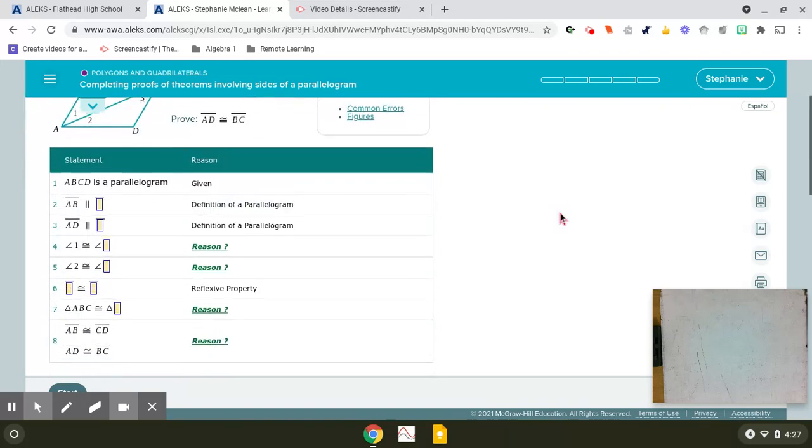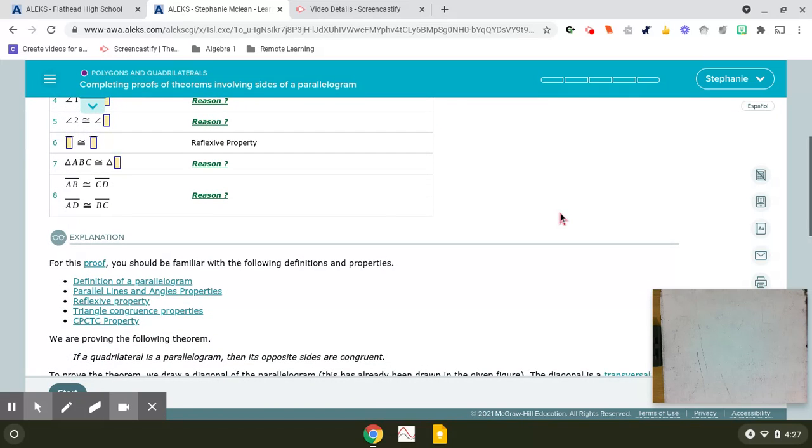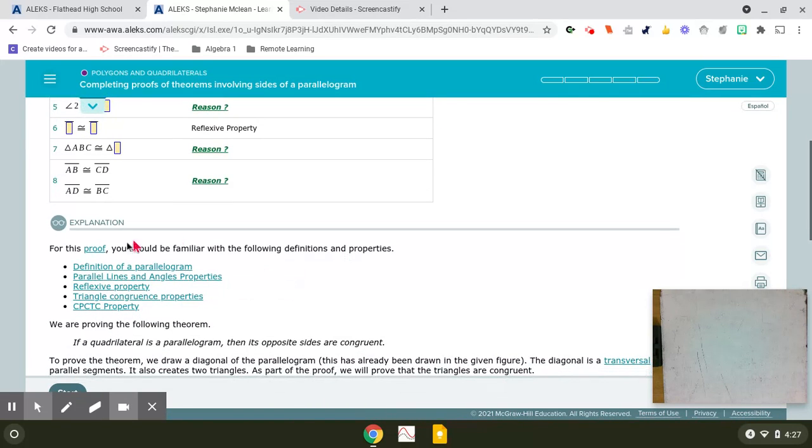Before you get started, I want you to look in the explanation here. It's going to tell you some important things that you should know. A couple of things that you should know is the reflexive property. The reflexive property says that angle A equals angle A, or that side AB equals side AB. So a segment is equal to itself, okay?